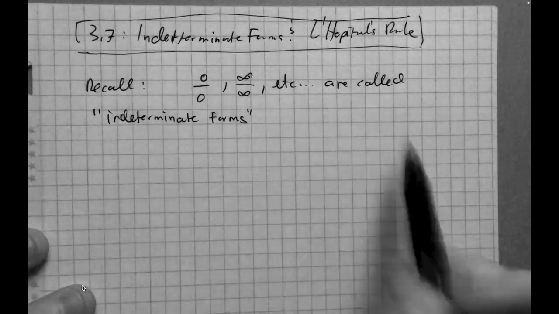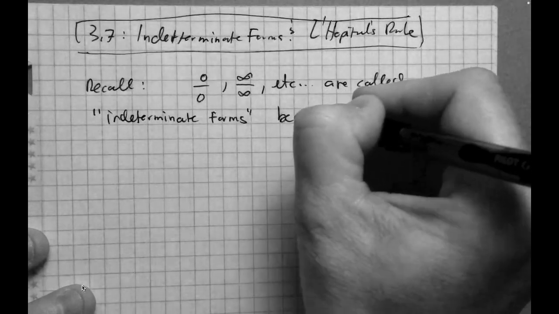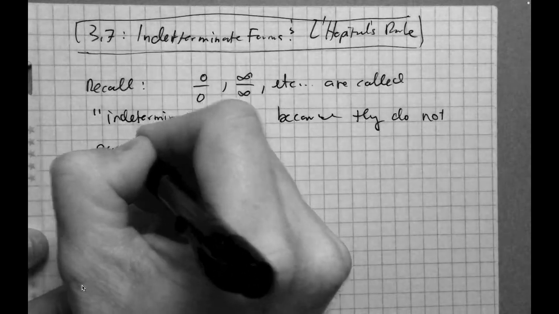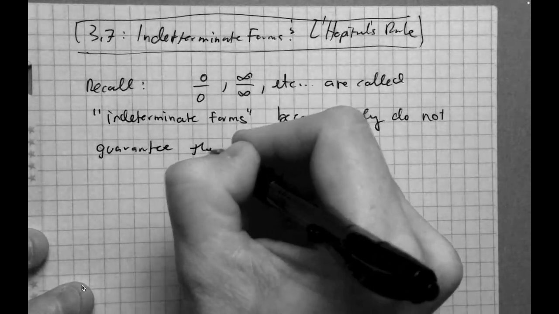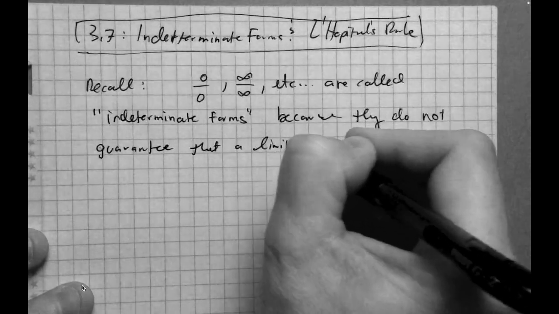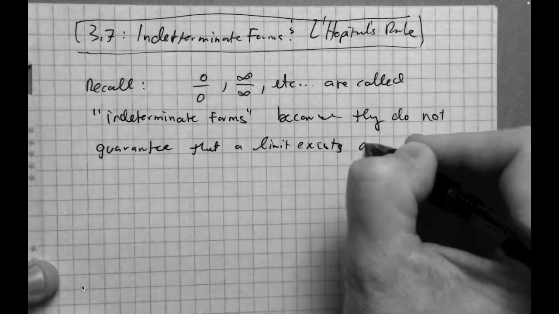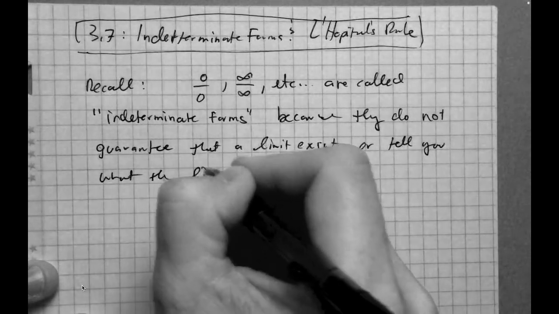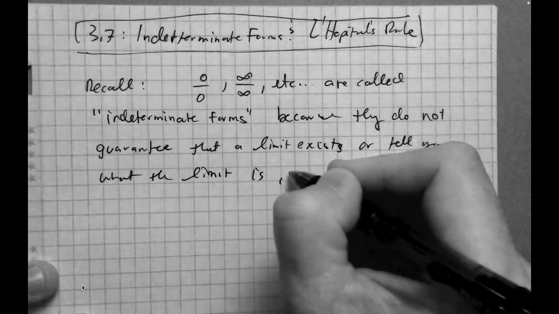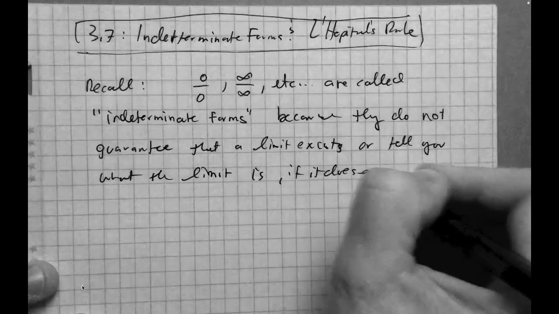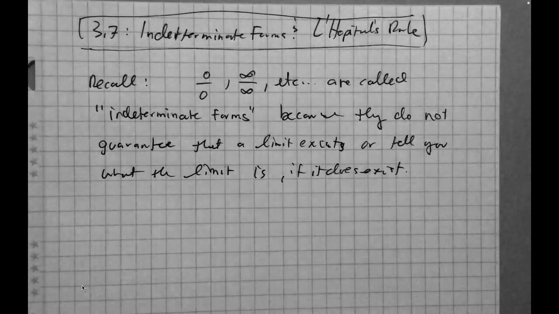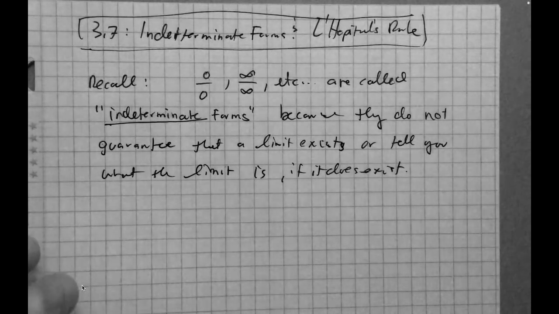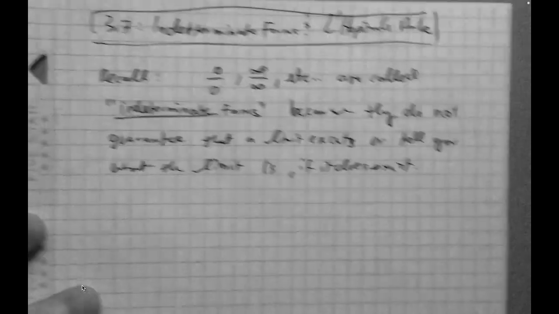Right? So these are called indeterminate forms because they do not guarantee that a limit exists or tell you what the limit is if it does exist. Okay, so that's the key word there, indeterminate. Right, so let's consider an example just to refresh our memory on this.